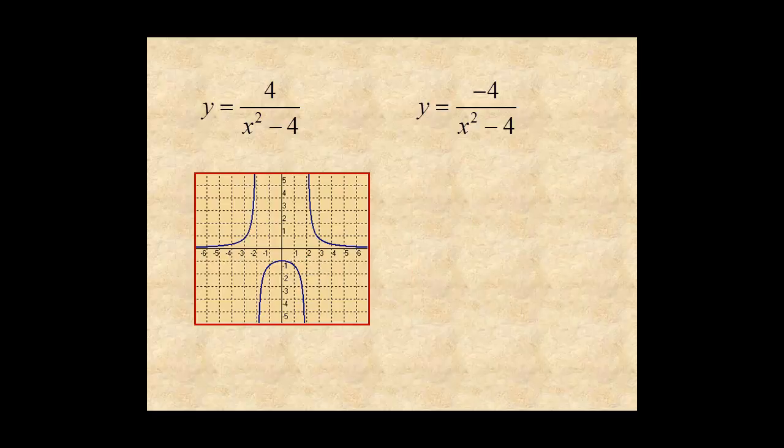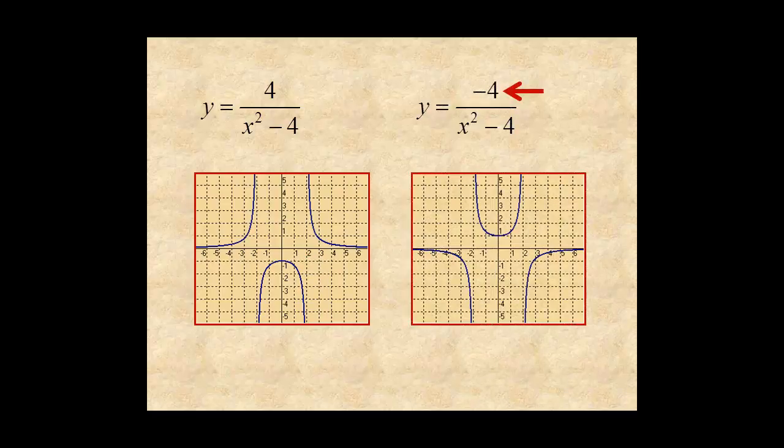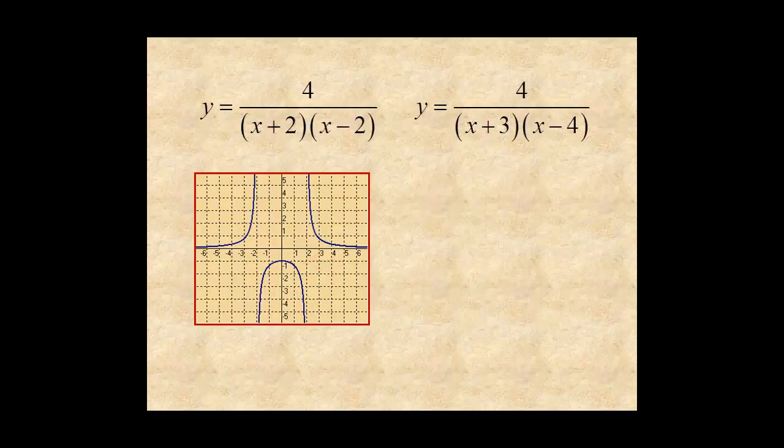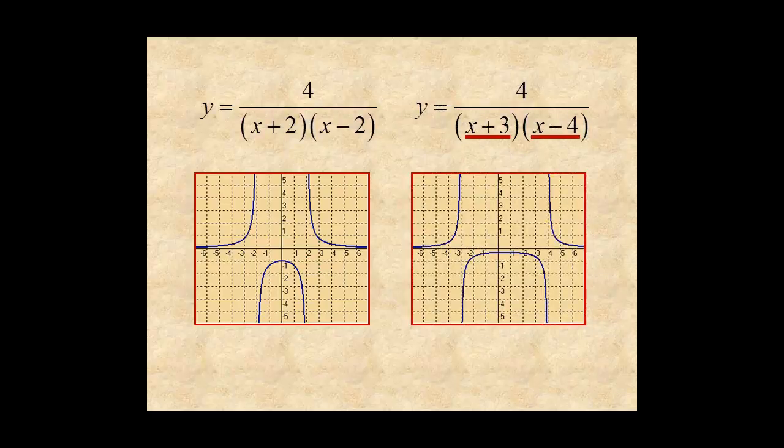If you replace the constant 4 with -4, the graph is reflected vertically. Notice the middle branch of the graph has been flipped over and is now opening upwards. If you change the factors in the denominator, you can shift the VAs. For this example, there's now a VA at x equal -3 and x equal +4.